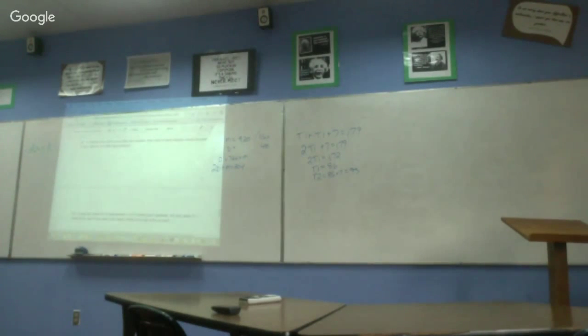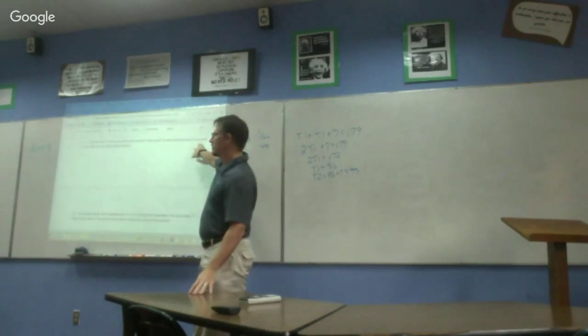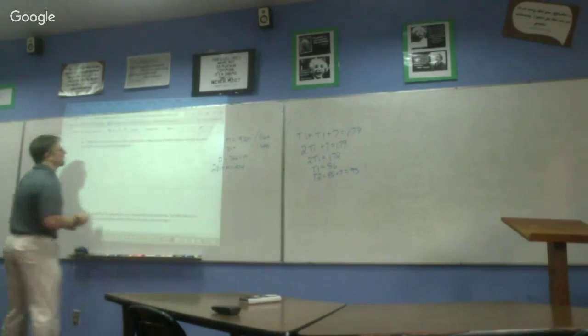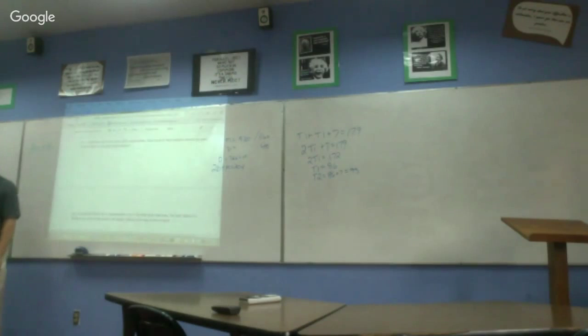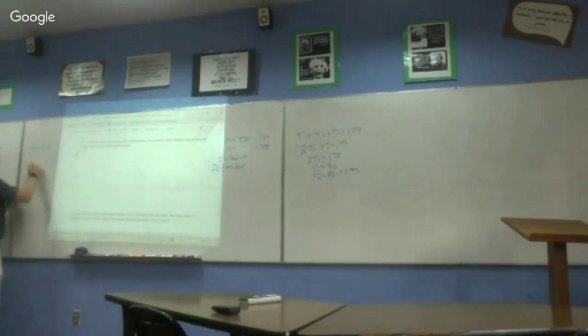So should we do the chemist problem? Should we have a crack at the chemist problem or no? You guys still working on that? Anybody got an equation set up for the chemist? A plus B is equal to 200? How do you know A plus B is equal to 200? So A is the amount of 25% acid, and B is the amount of 50% acid.